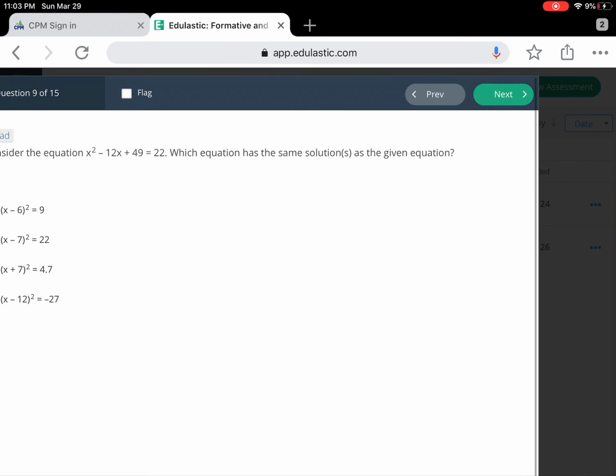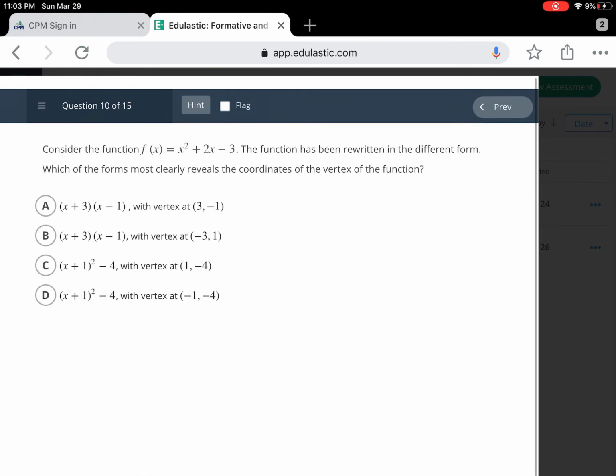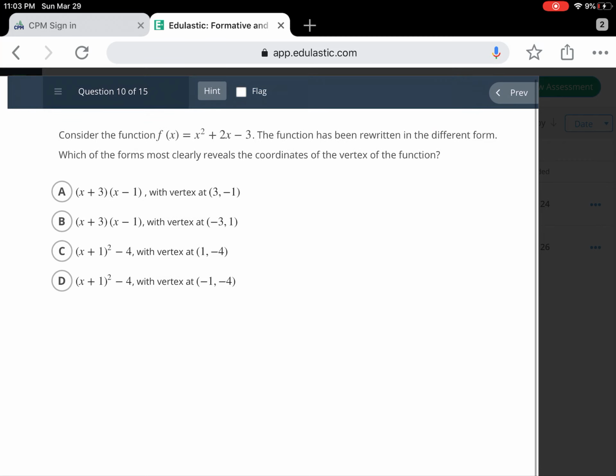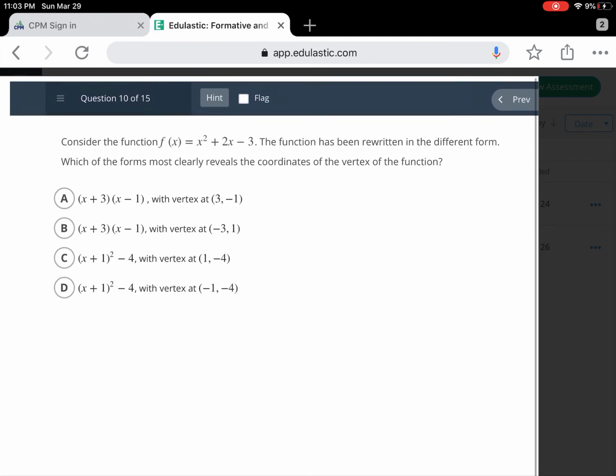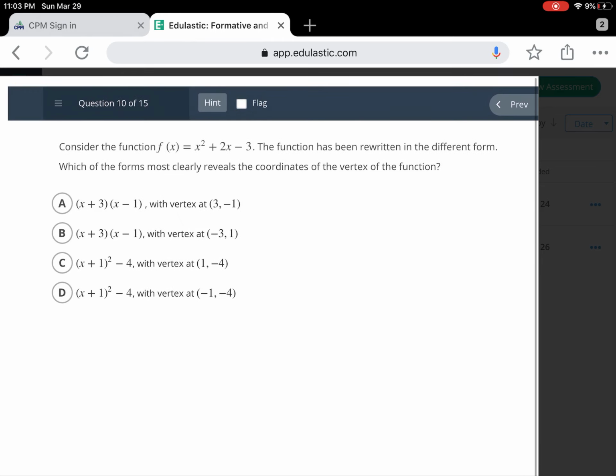All right, moving on to the next question. So this one, they want to know which one has been clearly showing the vertex. Well, when I hear that, I think the easiest way to identify a vertex is to have something in graphing form, which means problems C and D. So your job is to take that original equation, x squared plus 2x minus 3, and write that in graphing form. The correct graphing form is x plus 1 squared minus 4.